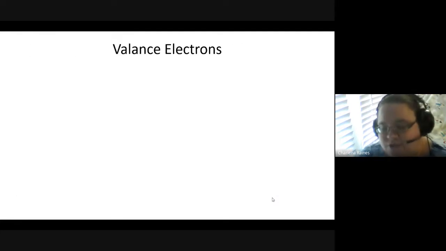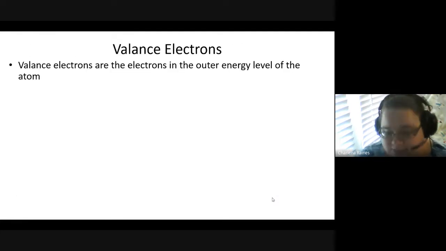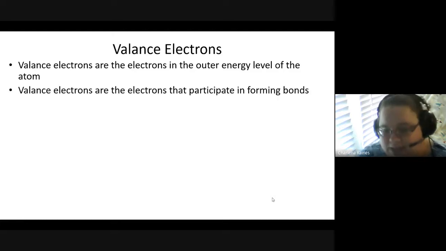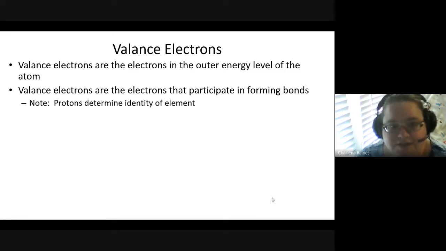Another thing we can do with electron configurations is to determine the number of valence electrons. Remember from earlier in the unit, we saw that valence electrons are the electrons in the outer energy level. They are in that highest occupied shell. The reason we want to know the number of valence electrons is because those are the electrons that actually participate in the bonding. Those are the electrons that are doing all of the chemical reactions that we see.